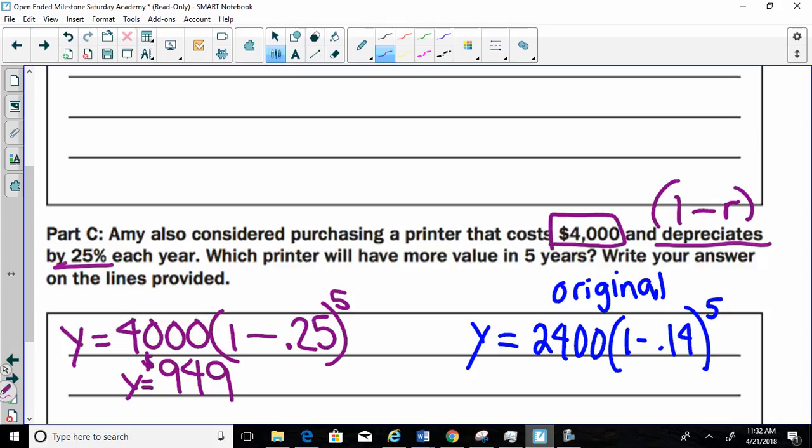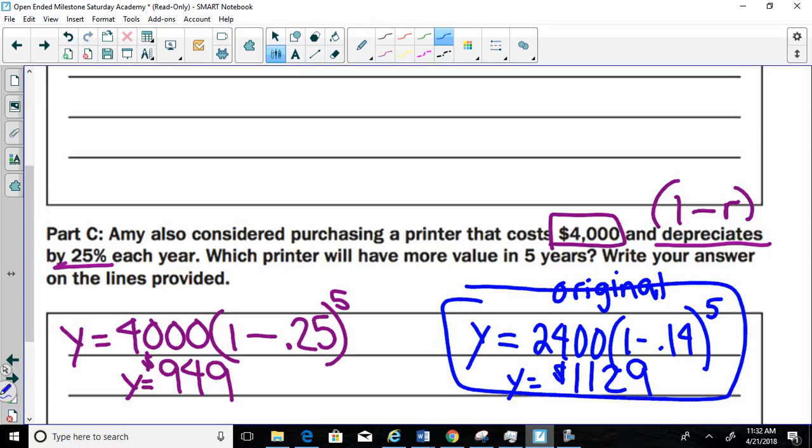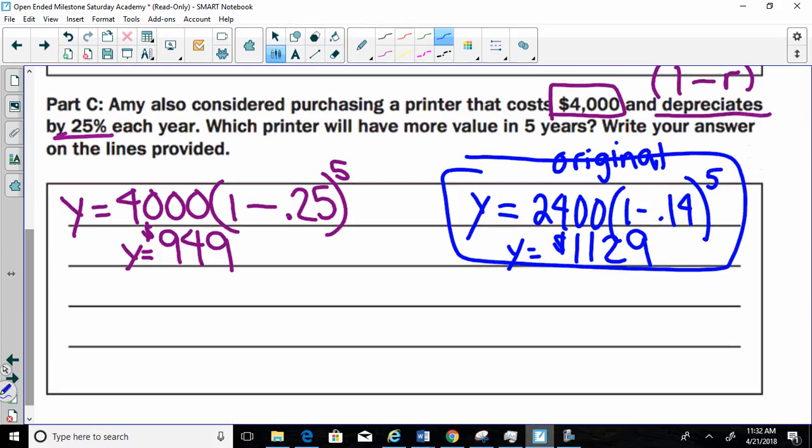Then what about the other one? 1,129. Thank you. So which printer is worth more? The original. It just says which printer will have more value, so I would just write the $2,400.